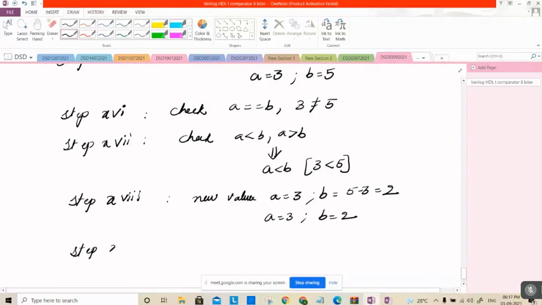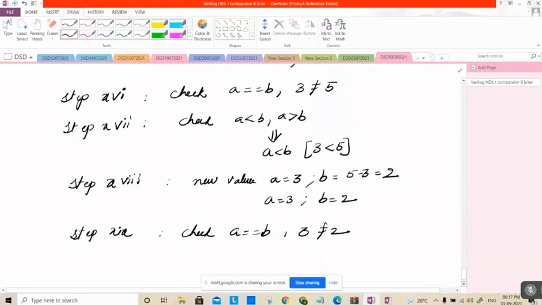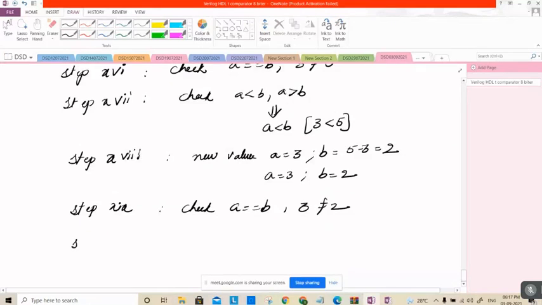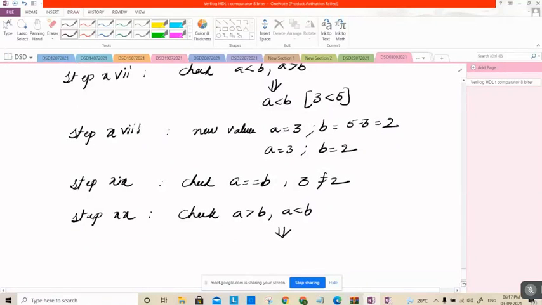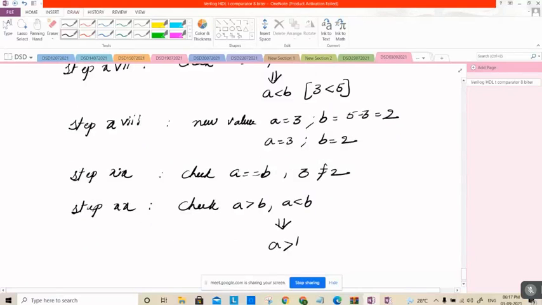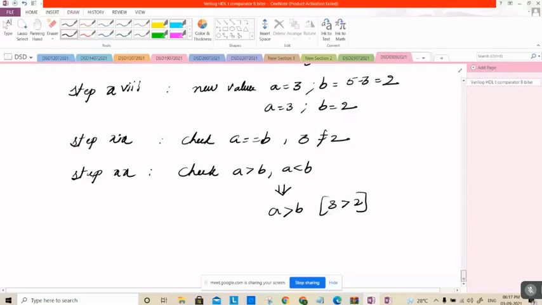Right, so step 19. Check whether it is A equal to B or not. So 3 is not equal to 2. Step 20. Check whether it is A greater than B or A less than B. Now tell me, what is the case here? A greater than B. Right, A greater than B. 3 is greater than 2.